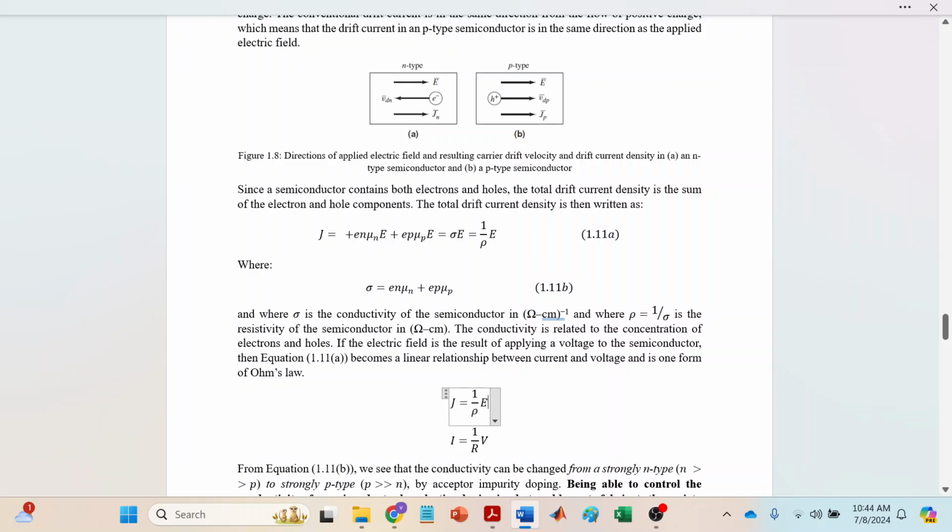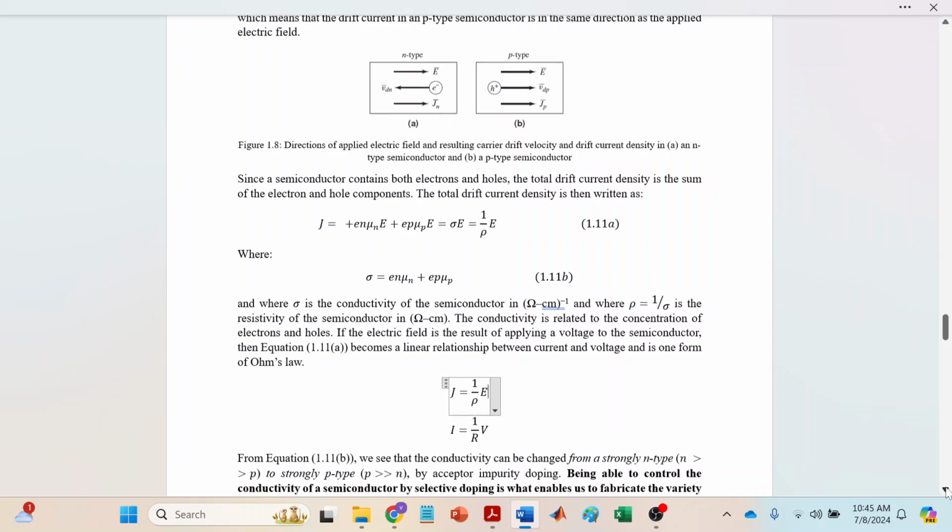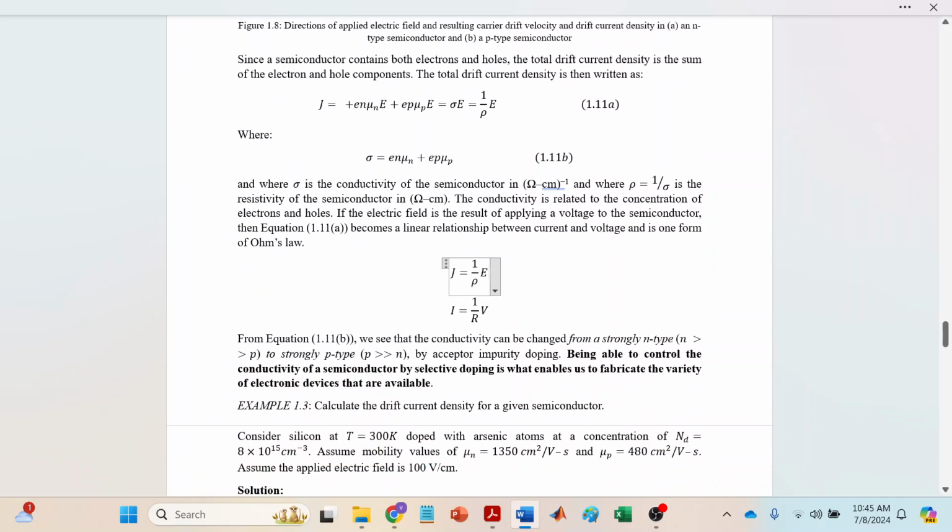In this equation, J is the drift current density, rho is the resistivity, and E is the electric field. If the electric field is a result of applying a voltage, this equation is analogous to Ohm's law. We replace the resistivity with the resistor value, we replace the current density with the current value, and we replace the electric field with the voltage.